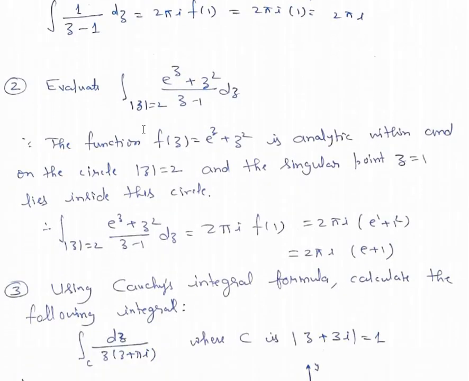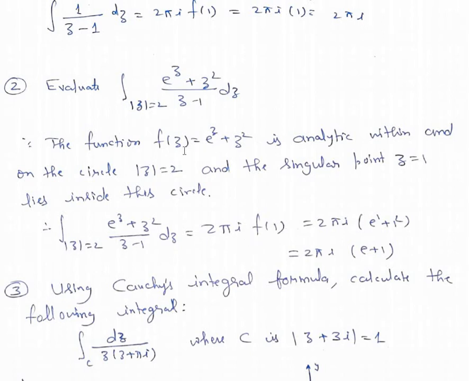Next example, evaluate the integral over |z| = 2 of (e to the power z plus z square) upon (z minus 1) dz. Now you can see that this function is analytic within and on the circle |z| = 2, and the singularity of this whole function is z = 1, which lies inside |z| = 2. So by Cauchy's integral formula, the integral is equal to 2 pi i into f at 1.